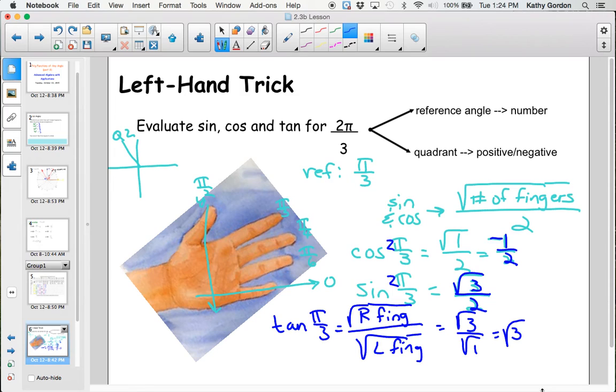And you can do that with any of the specials. I can ask you for the cosine of 7 pi over 4. Okay, well what's the reference for 7 pi over 4? Pi over 4. Which finger should I put down? One, two, three, four, 5. Which one's going to be the pi over 4 finger? The middle finger, okay? So if I wanted the cosine of 7 pi over 4, I'm going to start with the cosine of pi over 4. What's that going to be?